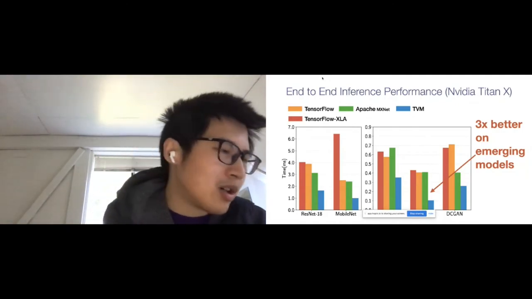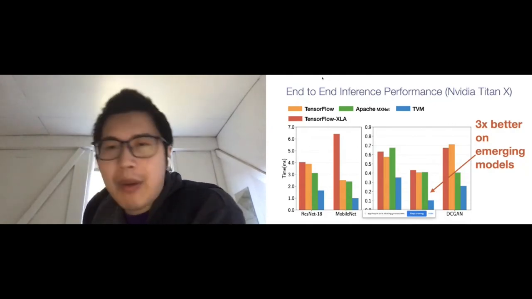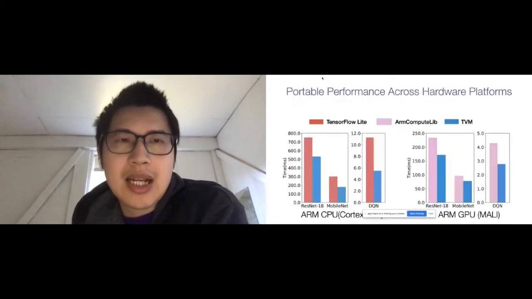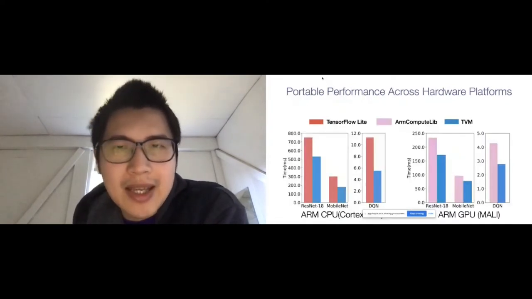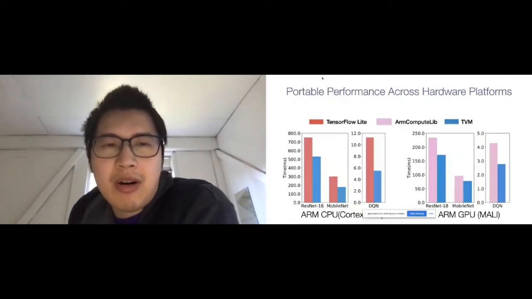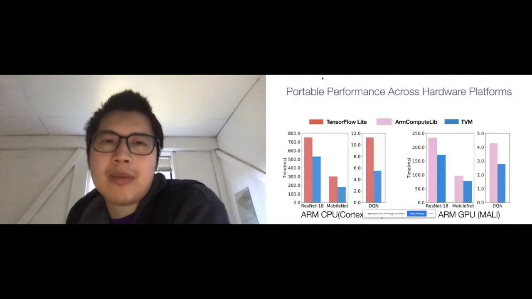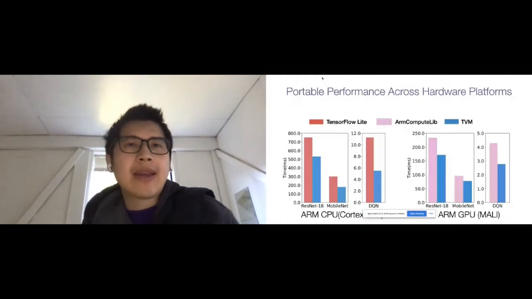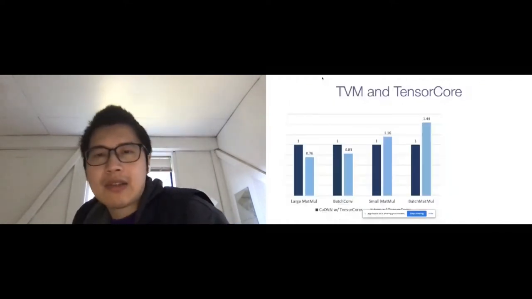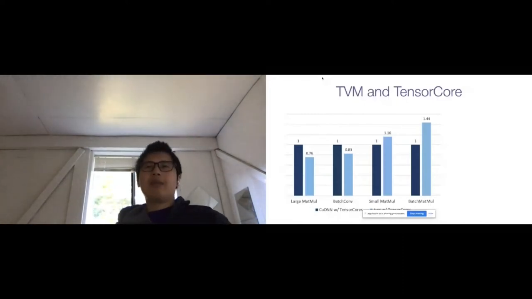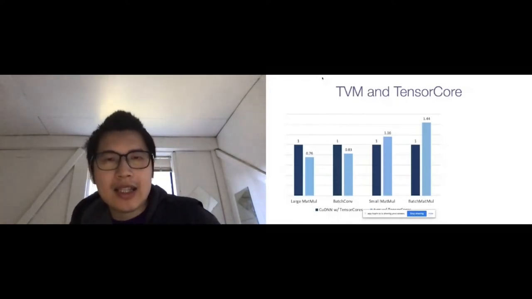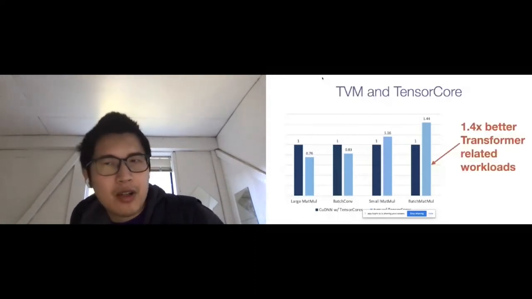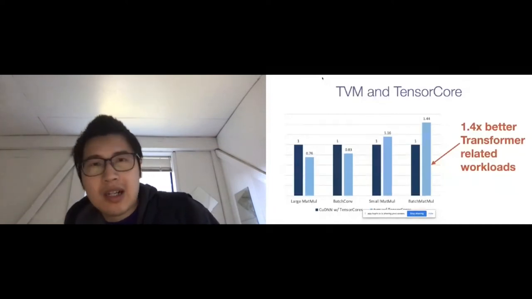We have seen a lot of successful stories of community deployment cases of Apache TVM. Similarly, another interesting thing is we can use the same solution and get portable performance across hardware platforms. In this case, we can run TVM on both ARM CPU and ARM GPU and get better performance than the native solutions on those platforms. And finally, we can also build solutions that optimize for the latest hardware. This is an example on NVIDIA's Tensor Core. Again, this is a speedup over the existing solution, and we can get 1.5x better on transformer-related workloads in this case.